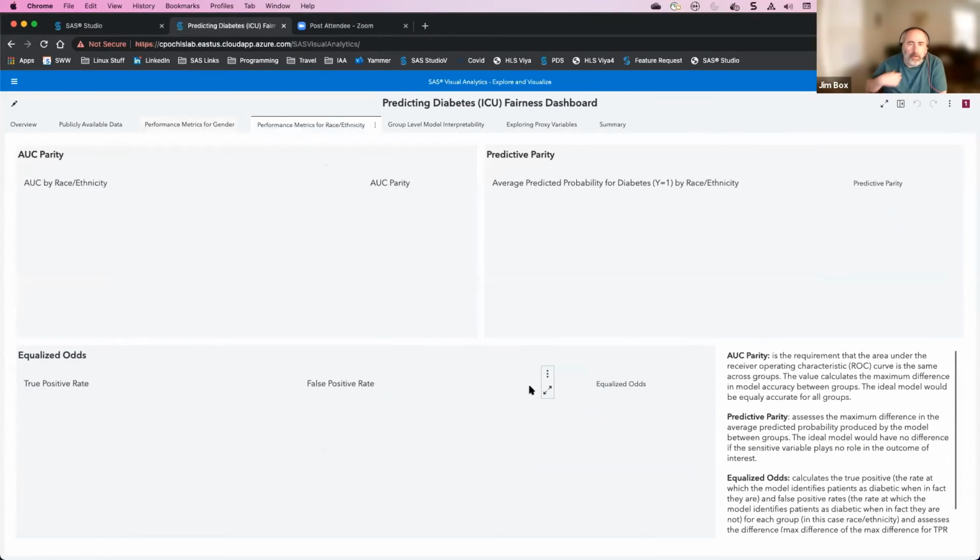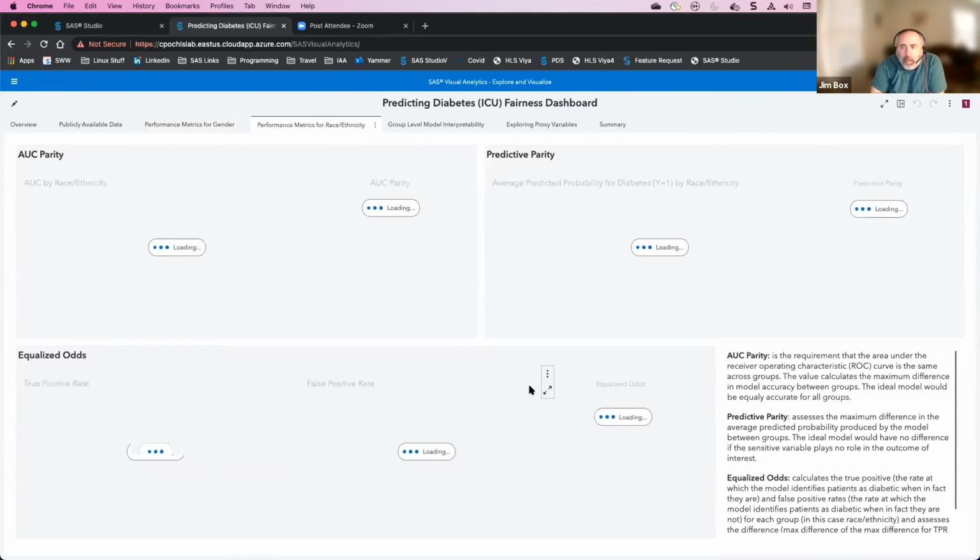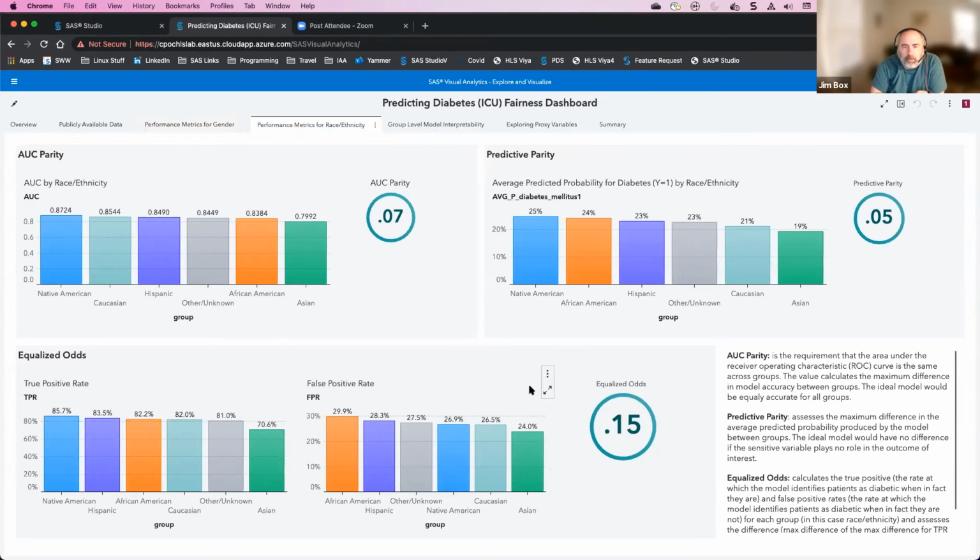We might want to go and look at race and ethnicity. And in here, we're going to see some more drastic differences. The area under the curve for white people is very different than the area under the curve for Asian people. Is this number really bad? 0.07? It's higher than I would like. Is it a real problem? Maybe. What should we do about it?